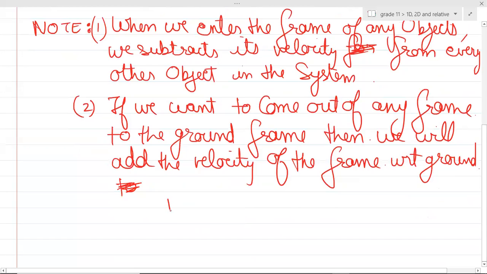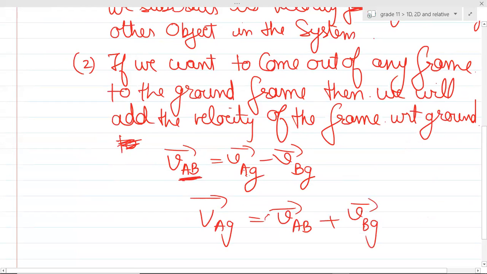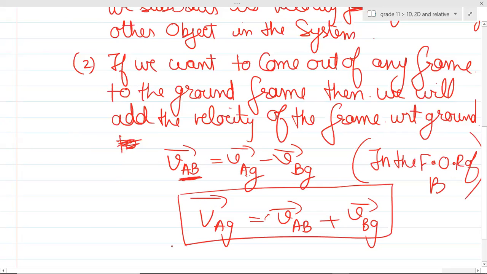So basically I'm saying, suppose VAB, which is basically VA minus VB. Can you see A's velocity is with respect to ground and this is B's velocity with respect to ground? Yes or no? So if someone wants the velocity of A with respect to ground, and they have given the velocity of A with respect to B, can you see over here, I can add the frame's velocity. So these are small concepts. We'll use these concepts. It's derived from relative velocity only, so no big deal.